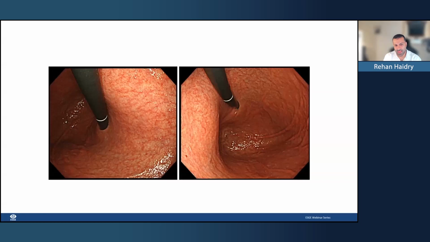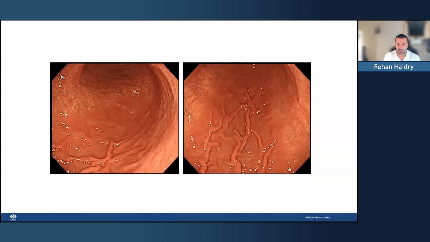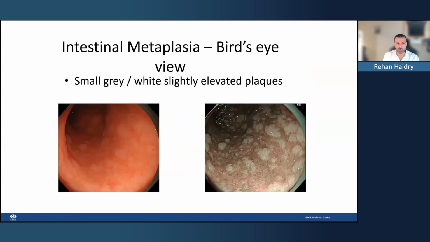You can see on the left the loss of folds. On the right, you can see this is sparing that part of the stomach. And again, here you can see that atrophic border. So look, but understand what normal is, and then abnormal will shout out at you.